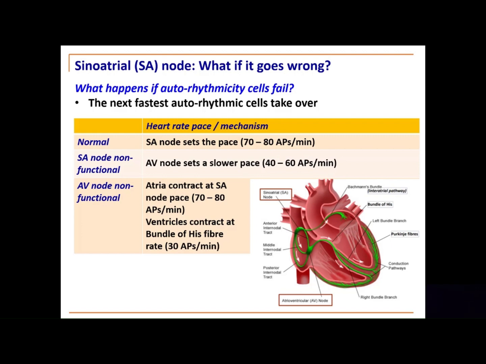And if there's a complete block between the two, so the AV node completely doesn't work, that's called complete heart block. And if there's a bit of a long pause, a bit too long, then you get a partial heart block. So you get different types of heart block. But of course, if you have a ventricular rate of 30 beats per minute in most people, this will only support a very sedentary existence. In fact, most people will become comatose.